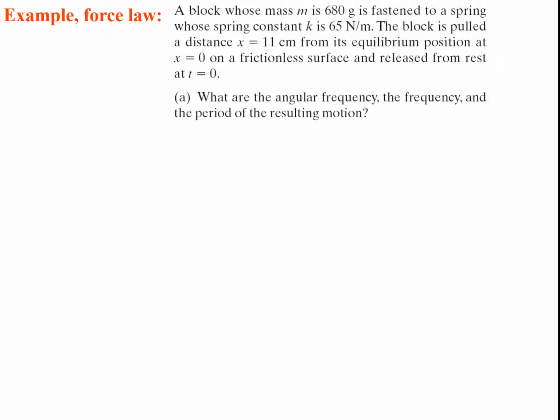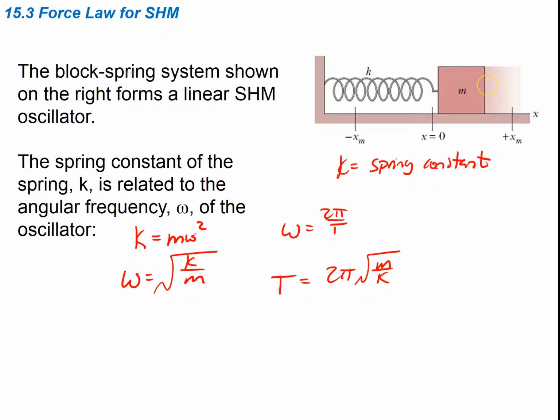All right, so let's go through an example, and this kind of hits on all the different topics that we've talked about so far in this lecture. A block whose mass m is 680 grams is fastened to a spring whose spring constant, k, is 65 newtons per meter. The block is pulled a distance of 11 centimeters from its equilibrium position at x equal to 0 on a frictionless surface, and is released from rest at time t equal to 0. What are the angular frequency, the frequency, and the period of the resulting motion? So that's basically the situation you have here. They stretched something out, or compressed it, a distance of x_m, which is going to be 11 centimeters, and then they released it.